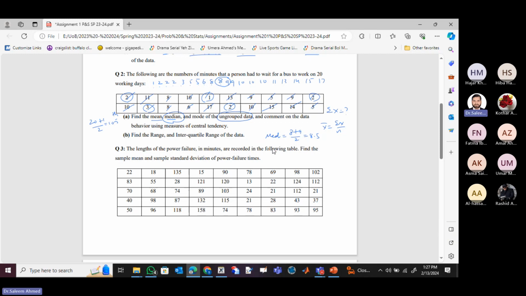And what is the mode? Mode is the most repeated value. So the most repeated value is 10, and the most repeated value is 2 as well. So there are two modes. The modes are 2 and 10 because these are the two most repeated values. So this is a bimodal distribution. There are two modes there.